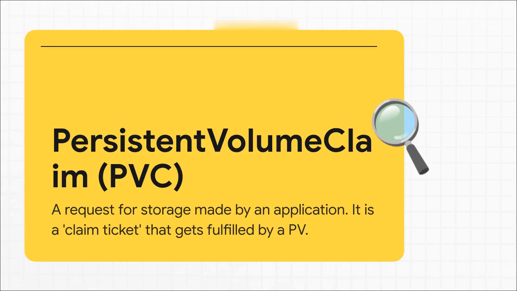Okay, now here is where it gets really smart. Your application doesn't just go and grab a PV directly. No, instead it creates a persistent volume claim, a PVC. And this is the magic. A PVC is basically a claim ticket for storage. Your app just says, hey, I need 100 gigs of fast storage, and it hands that claim ticket to Kubernetes.